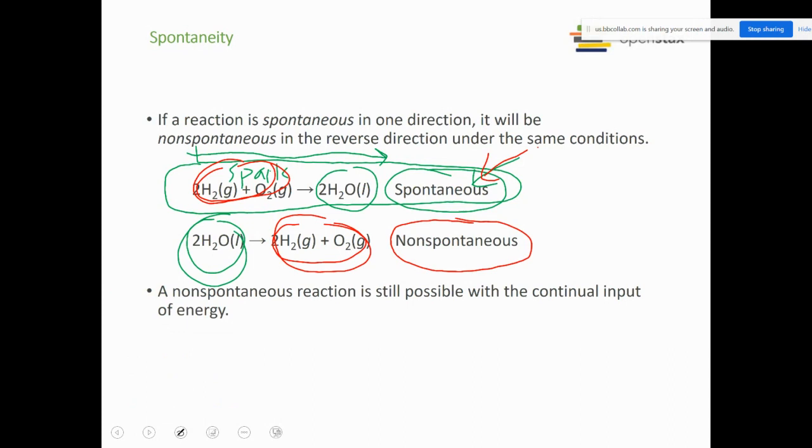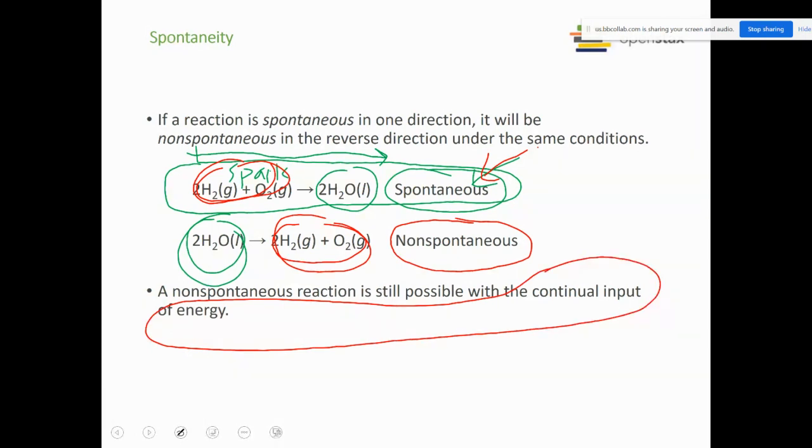But then you might be wondering, is a non-spontaneous process possible? Yes, a non-spontaneous process is definitely possible, but you need to add continual input of energy. So rather than just adding a spark for the first one, for this I will have to keep adding spark until I break all this water down into hydrogen and oxygen gas.